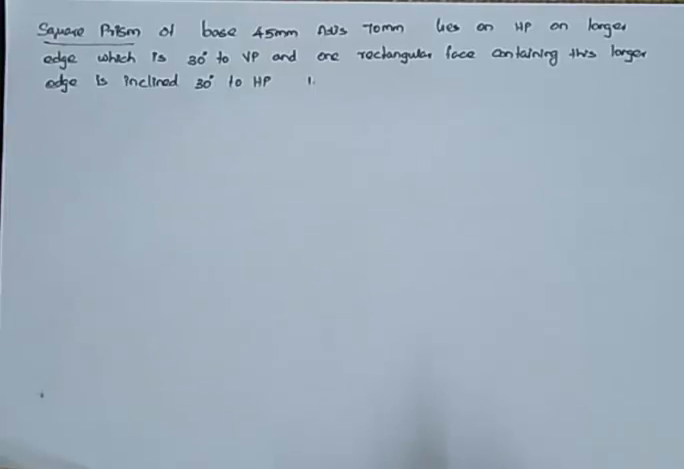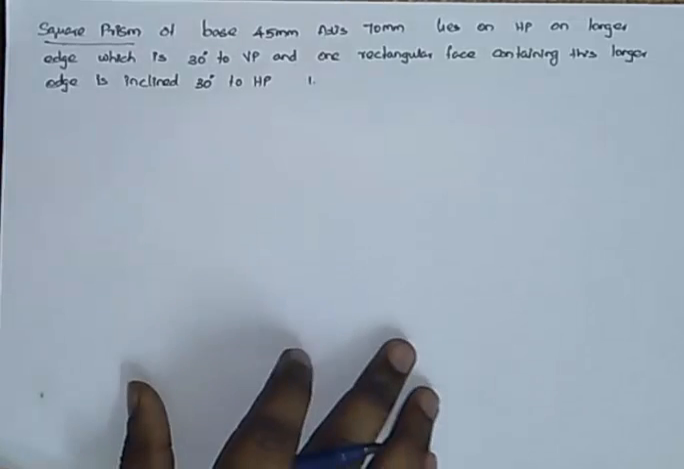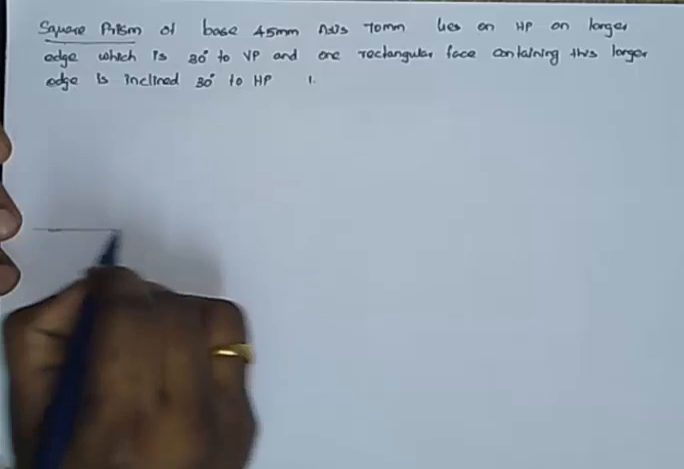Then the true shape will appear in the front view and it can be drawn above the XY line. The next very important thing given is, one rectangular face containing that longer edge is inclined 30 degree to HP. In the last problem we have seen that it is resting on HP with its longer edge, so we make that longer edge parallel to XY line. Here it is given that the rectangular face containing that resting longer edge is 30 degree to HP. So first I have to draw the XY line.